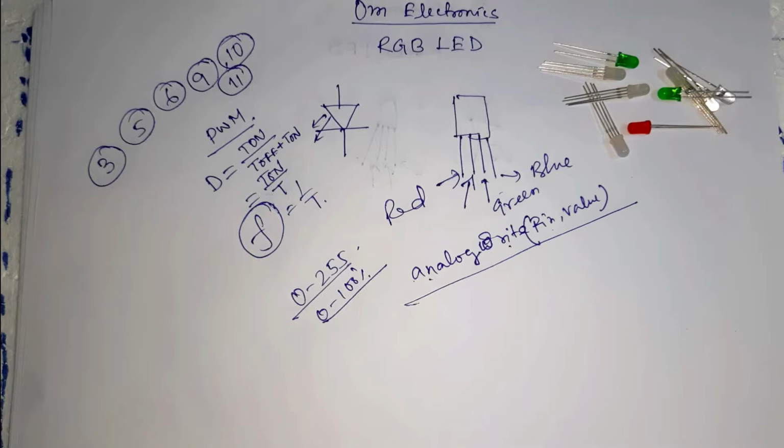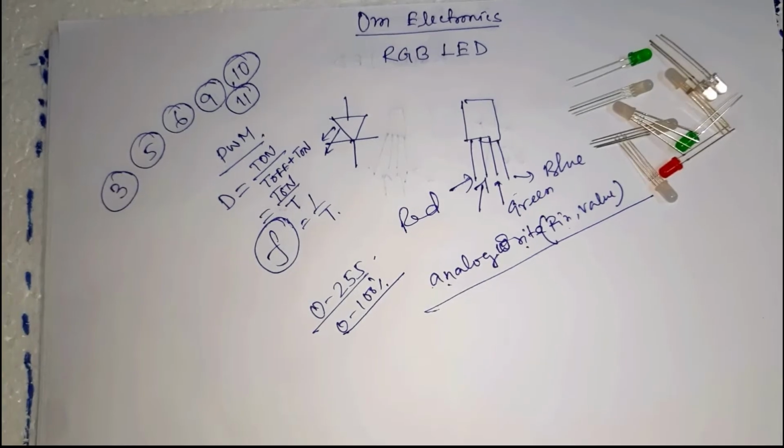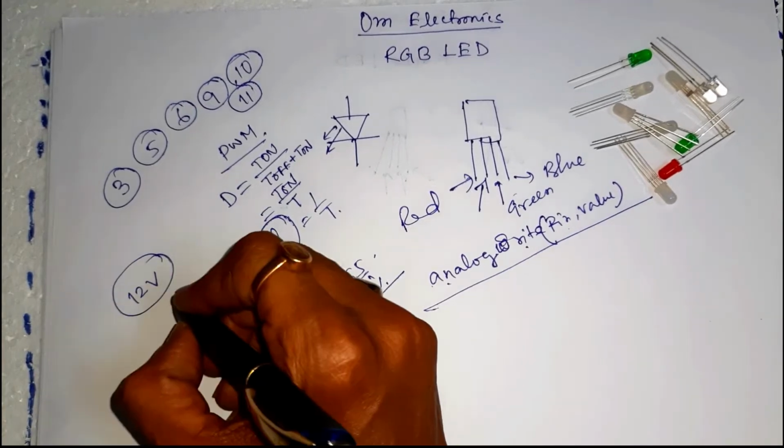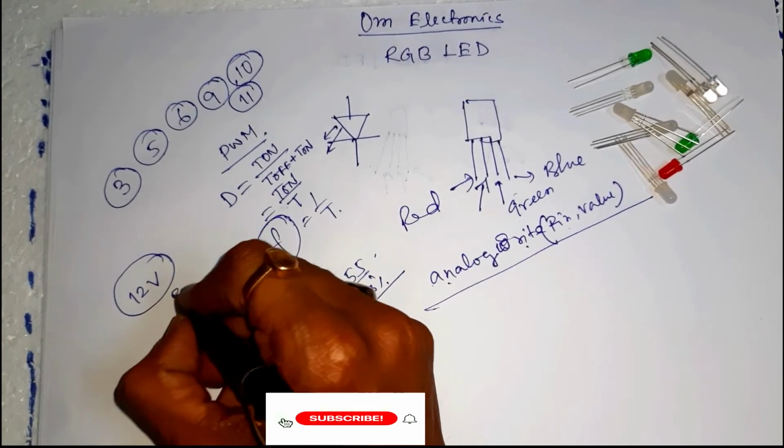Let's get started. Now we will connect a simple 12 volt RGB LED strip.